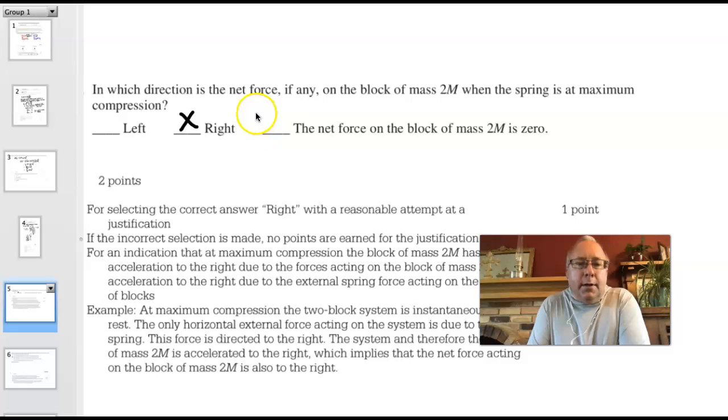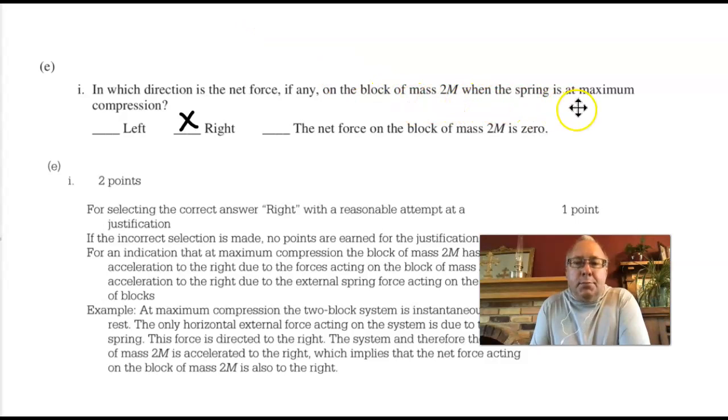Okay, so for this one, in which direction is the net force, if any, on the block of mass M2 when the spring is at its maximum compression? So the net force is going to be to the right. Okay, once it's stopped moving, obviously the spring is going to be pushing to the right.